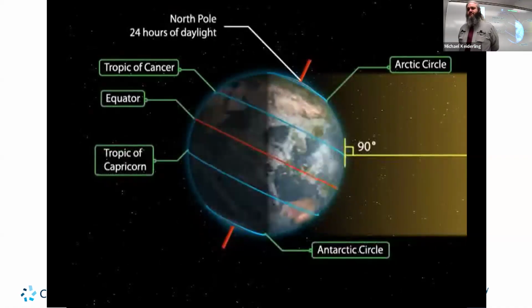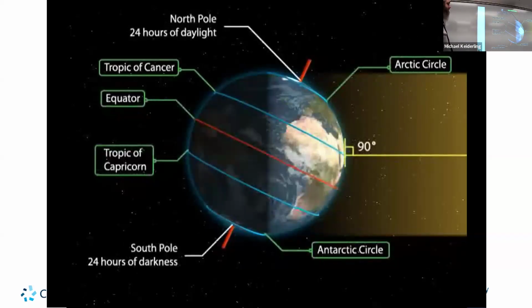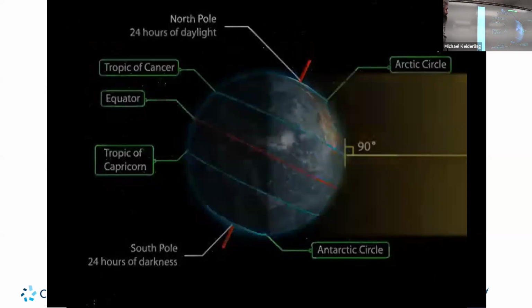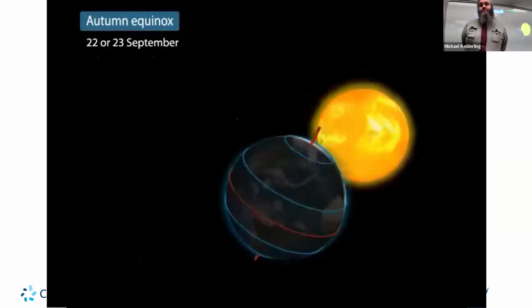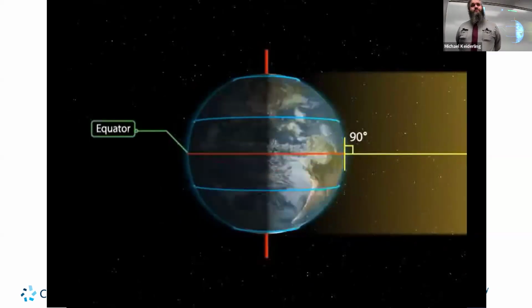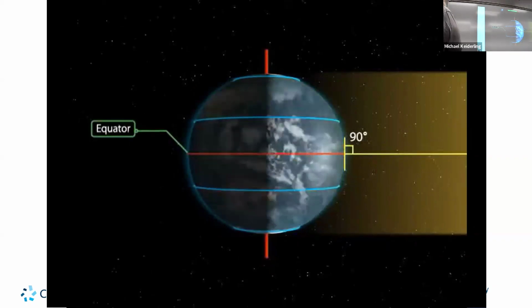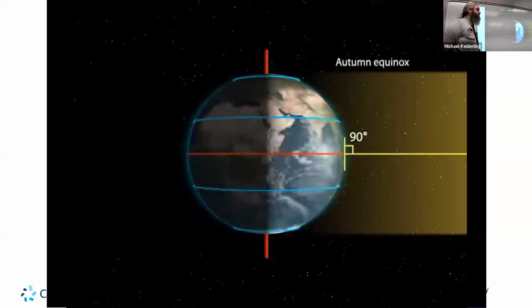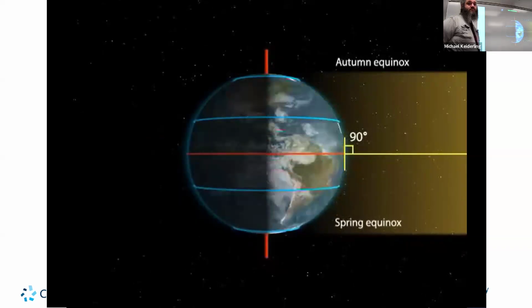Besides, there are 24 hours of daylight at the Arctic Circle and 24 hours of darkness at the Antarctic Circle. Autumn equinox. On the 22nd or 23rd of September, the overhead sun is over the equator again. The equator receives the largest amount of solar radiation. On this day, the northern hemisphere is in the autumn equinox, while the southern hemisphere is in the spring equinox.